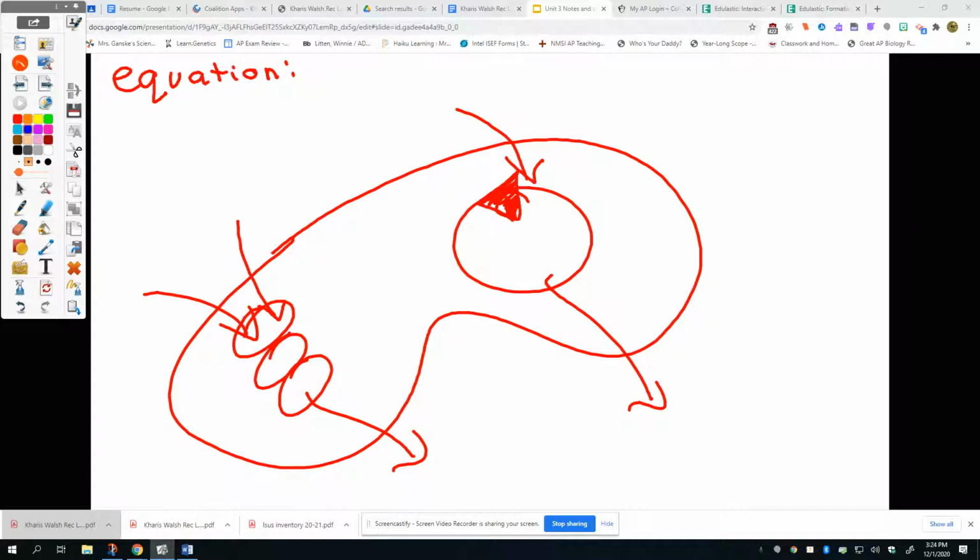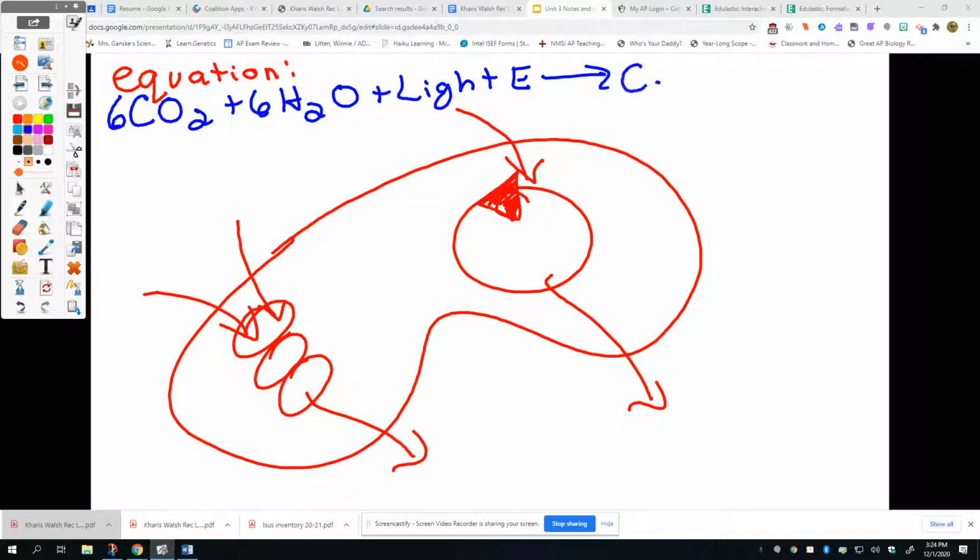All right, so let's go over the answers. The equation for photosynthesis: 6CO2 plus 6H2O plus light energy yields C6H12O6, or glucose, plus 6O2. Now let's look at our diagram. This is a diagram of a chloroplast.